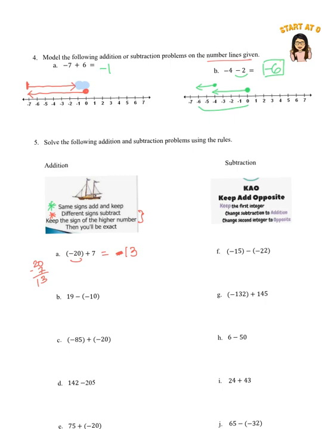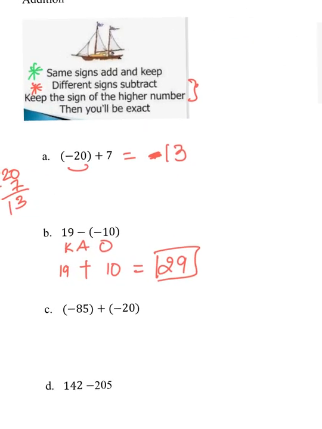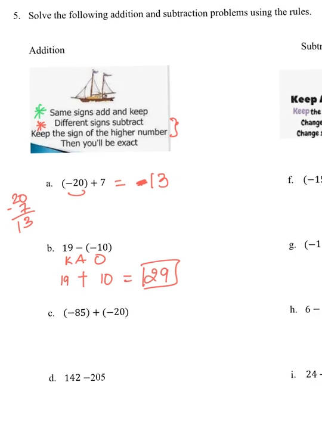B, -19 minus -10. So this is a subtraction problem. So I'm gonna do KAO. When I see a subtraction problem, I'm gonna do KAO. Keep the first number, change subtraction to addition. Opposite of -10 will be 10. Same side, add and keep. 29. Both of them are positive, so the answer is positive. C, -85 plus -20.